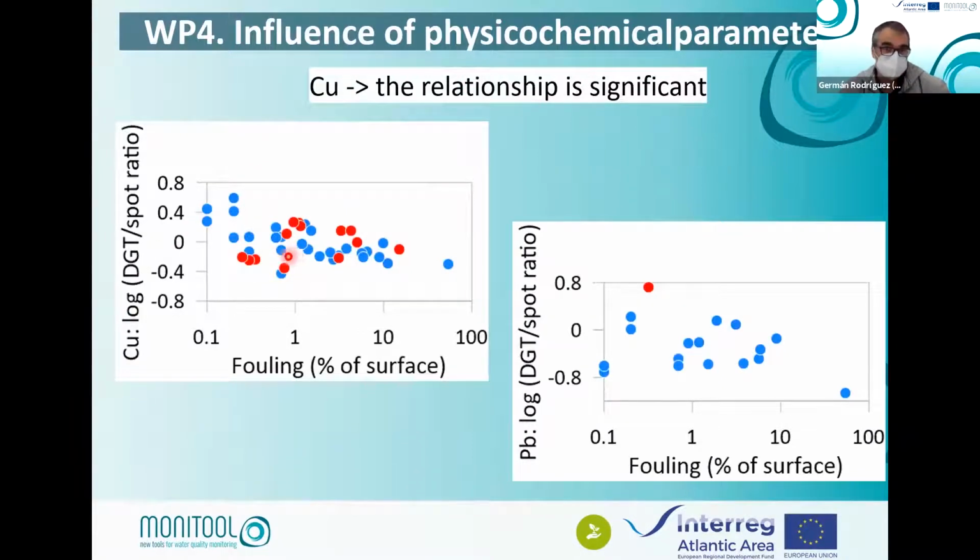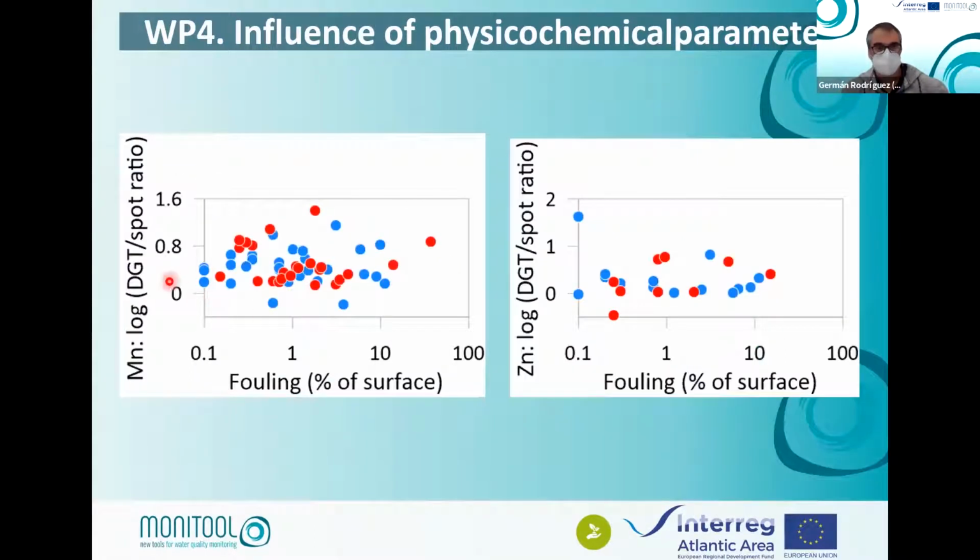Again, it's very scattered. For a value of 1%, for example, we have a very wide range. So this relationship is significant. At very low values of fouling, we have found a higher ratio. In the case of lead, we have very few data and no clear pattern has been found. In the case of manganese, no relationship, and in the case of zinc, there is no relationship with fouling.